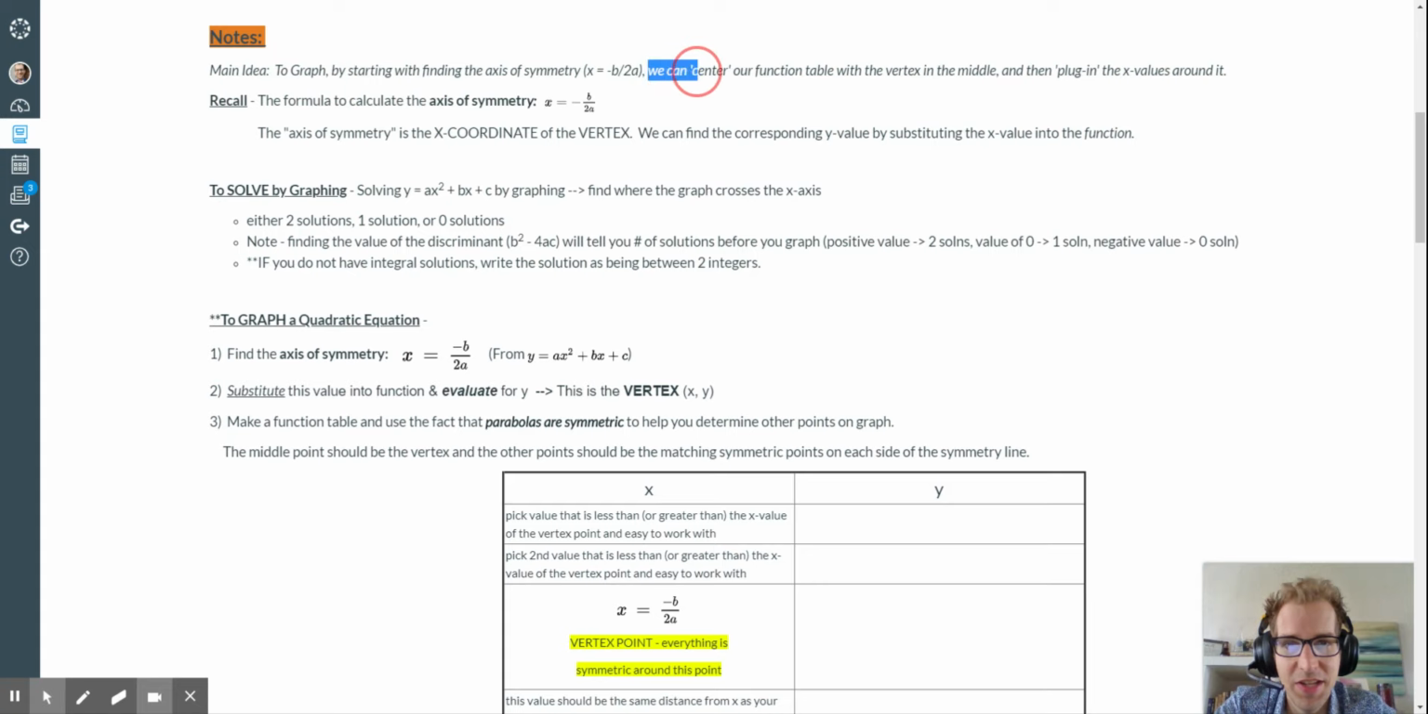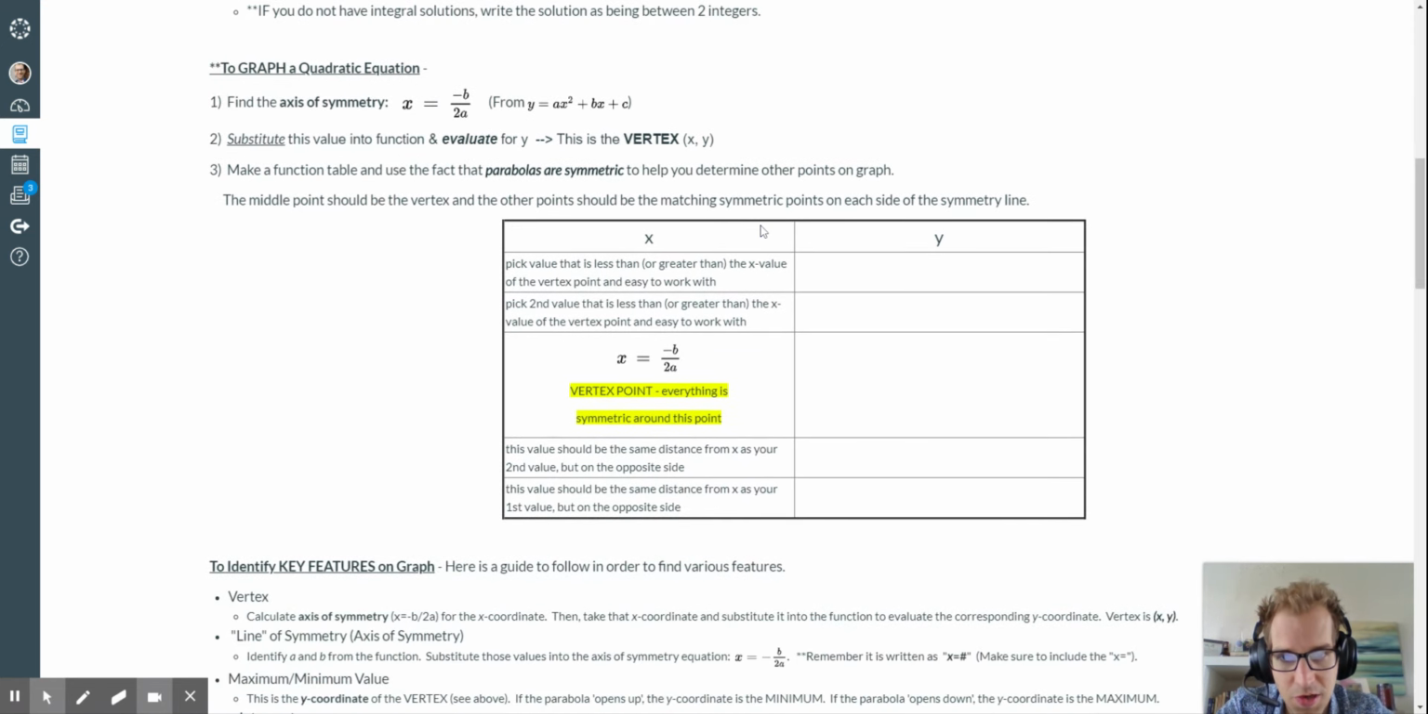Once you get that, we can then center our function table, or our t-chart, with the vertex smack dab in the middle. Then we plug in the values of x around it. So just to jump down here for a second, you'll notice on this xy function table, our x equals negative b over 2a is our vertex point. That's in the center of the parabola, the center of that U shape, the typically right side up U. The vertex is right in the middle at that lowest point, and everything is symmetric around that point.